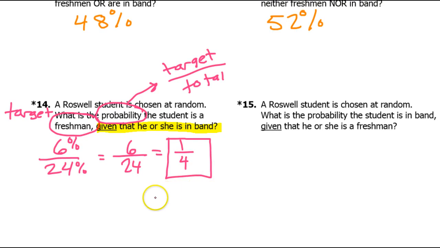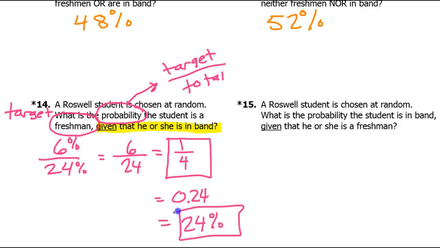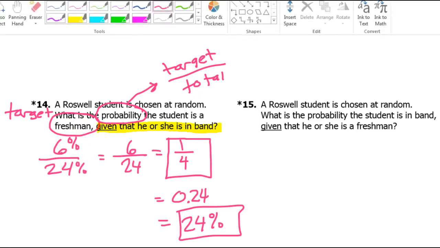As a decimal, this would be 0.25. And as a percent, this would be 25%. Basically the percent signs cancel each other out.